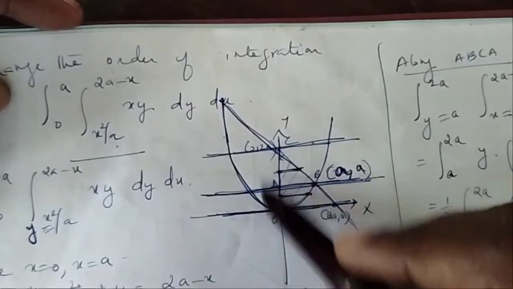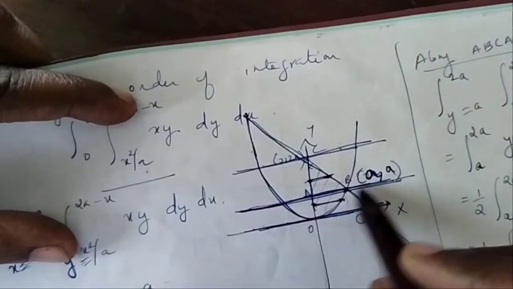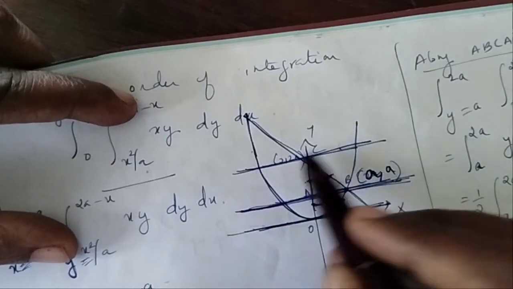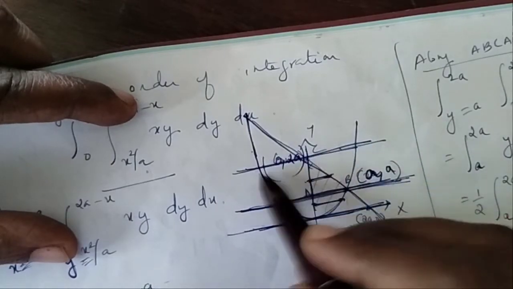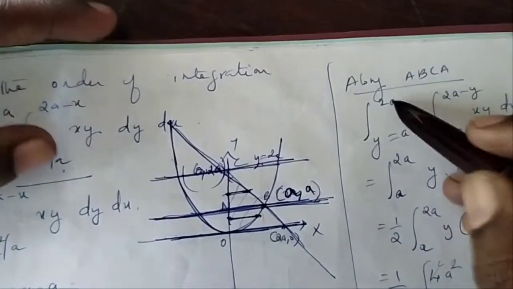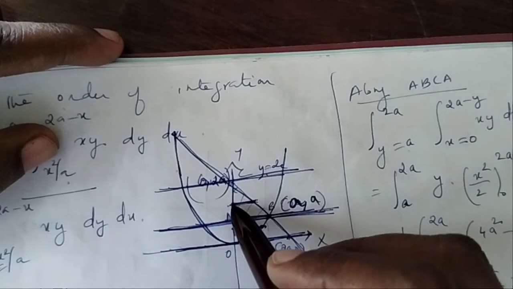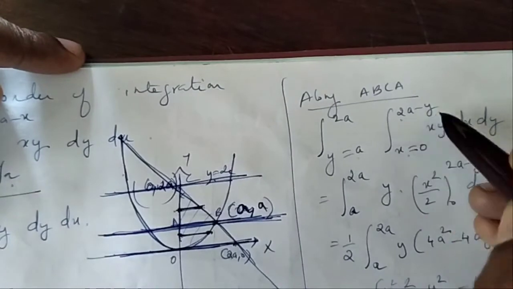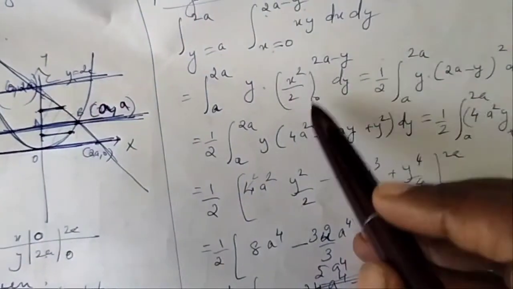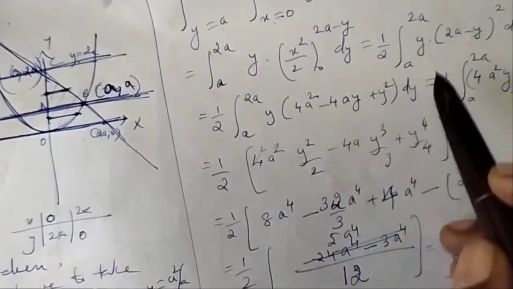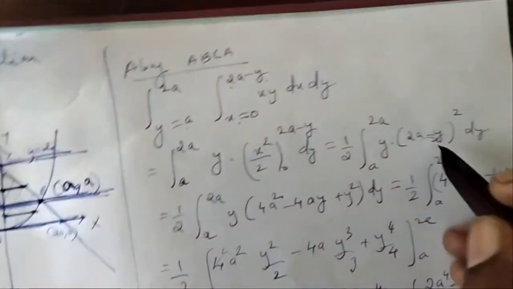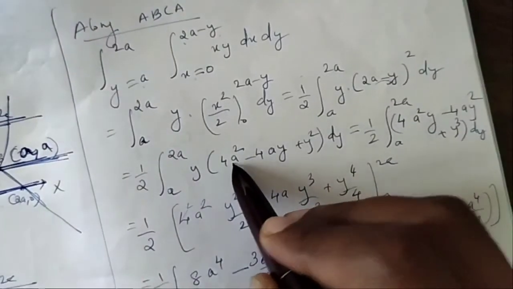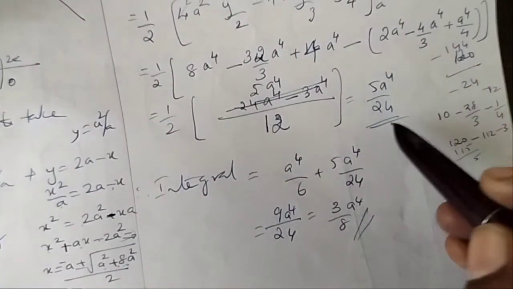Next, region ABC. So which are the horizontal lines? At the bottom point it is y is equal to a, and the topmost point is y is equal to 2a. So y from a to 2a. Then drawing the horizontal strip inside the region, the endpoints are x is equal to 0 to a point on the straight line, so 2a minus y. So integrating and substituting the limits, 2a minus y the whole square, expanding, it is 4a square minus 4ay plus y square. Then opening the bracket and integrating with respect to y, the answer is 5a raised to 4 by 24.